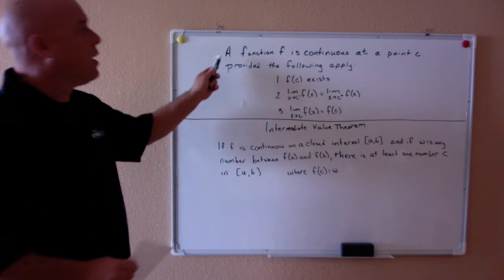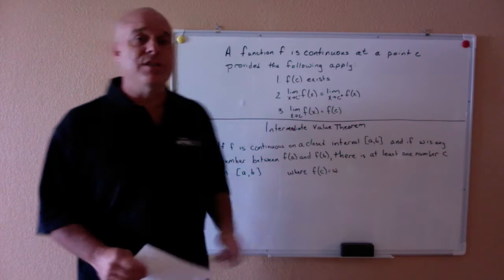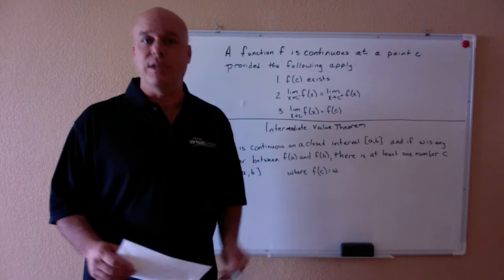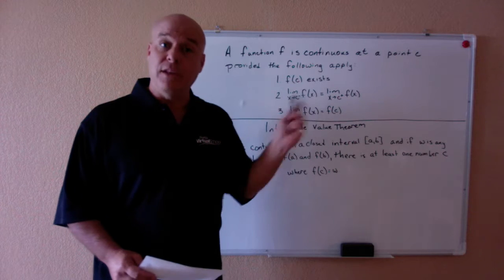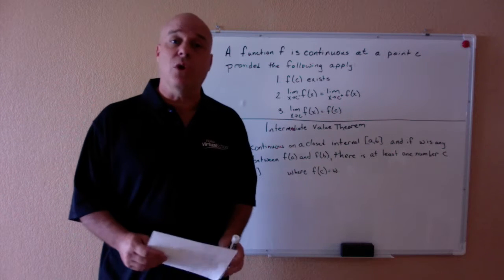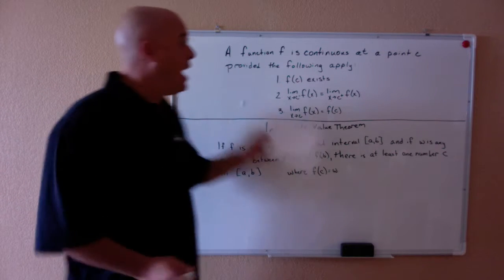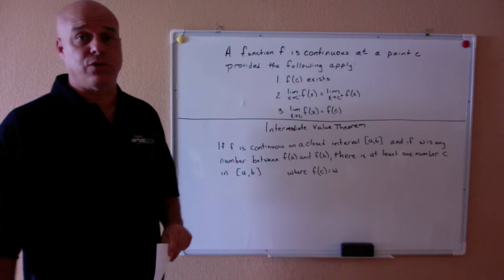We're going to say that we've got a function f, and that function is going to be continuous at some point c on the graph if the following three things apply. And that's important because it means that if you want to show that a function is continuous, we have to show that all three of these things are true.